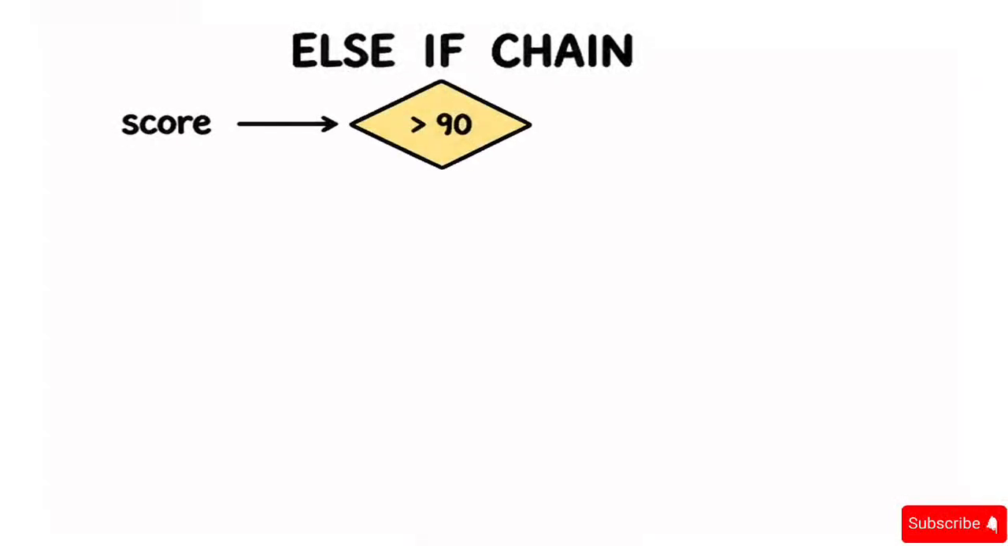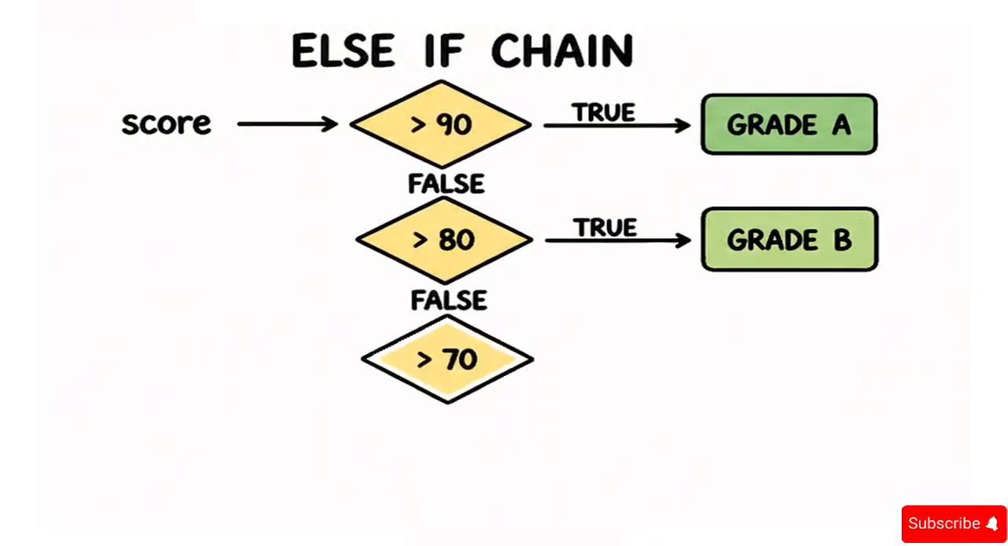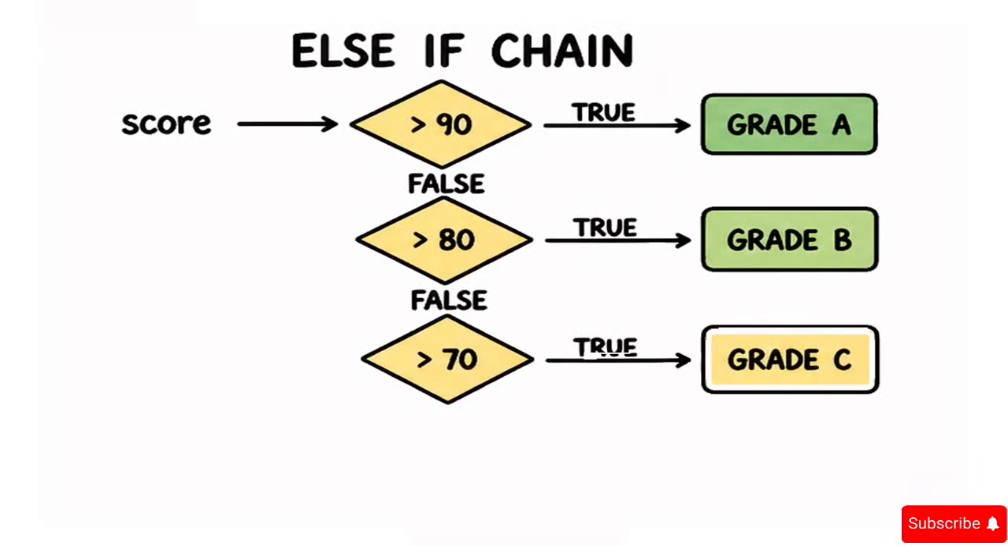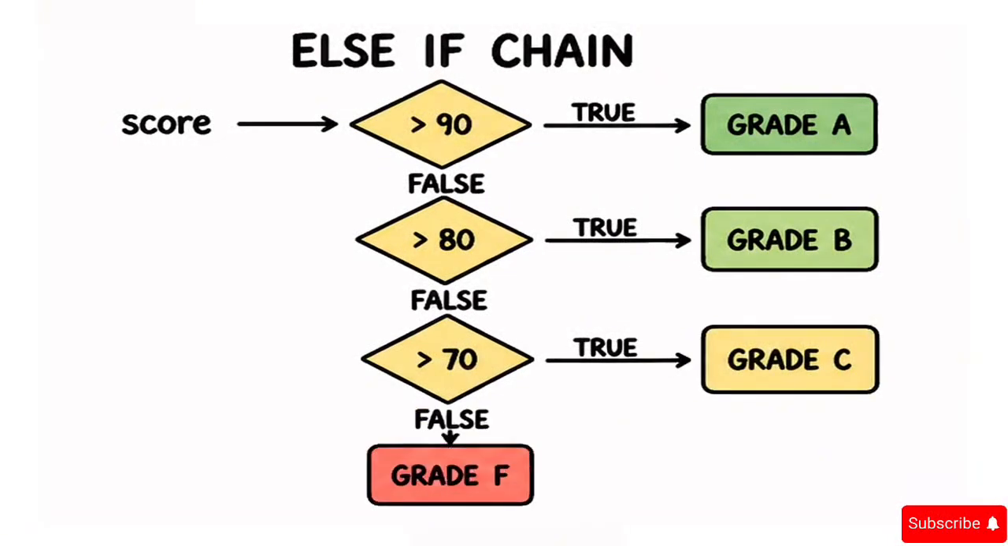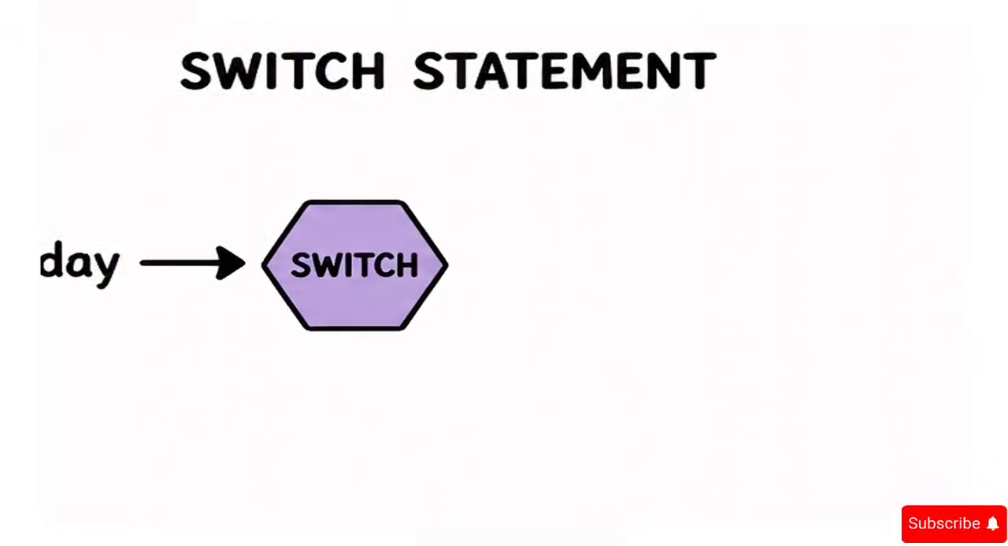Sometimes you need more than two choices. The else-if chain checks conditions in order. If score is above 90, grade A. Else if above 80, grade B. Else if above 70, grade C. Otherwise, grade F. When you compare one value against many options, the switch statement is cleaner.